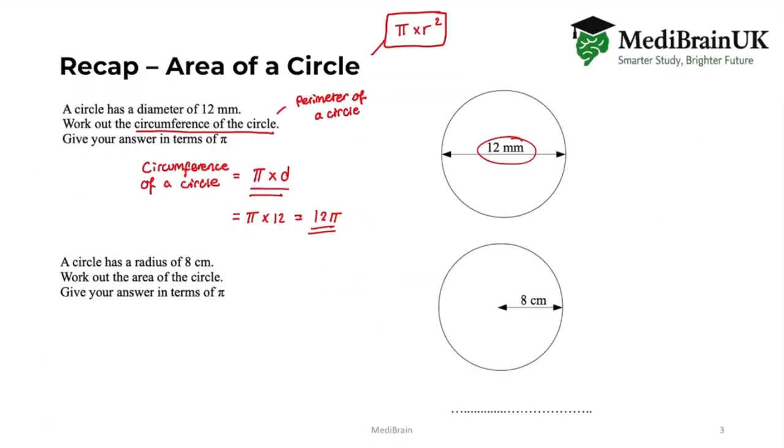Okay, now over here for the second question, it says a circle has a radius of 8 centimeters. Work out the area of the circle. So to get the radius from the diameter, if you're going from diameter to radius, this is just a recap, you have to divide by 2. If you're given the radius, then you don't need to do anything. So over here, the radius is 8 centimeters.